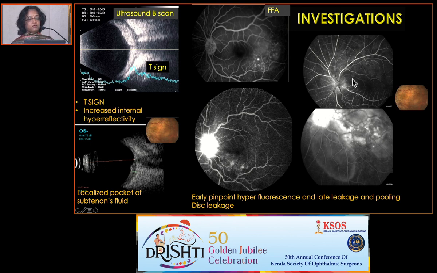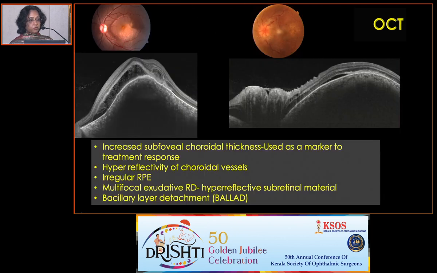So this is a classic one, where you see that there is an early hypofluorescence in that area, and then slight mild disc hyperfluorescence. In the late phases, you can see that there is leakage and pooling of the dye. So this is a classic picture which you come across in cases of posterior scleritis.